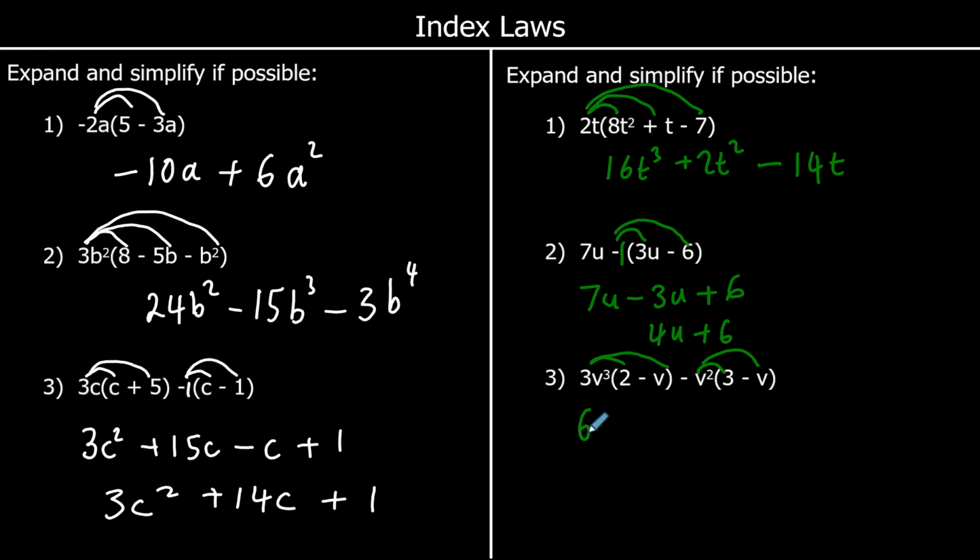3v cubed times 2, 6v cubed. 3v cubed times a negative v is going to be negative 3v to the power of 4. Negative v squared times 3 is negative 3v squared. And negative times a negative is positive. v squared times v is v cubed. So collecting the like terms, we've got 7v cubed minus 3v to the power of 4 minus 3v squared.